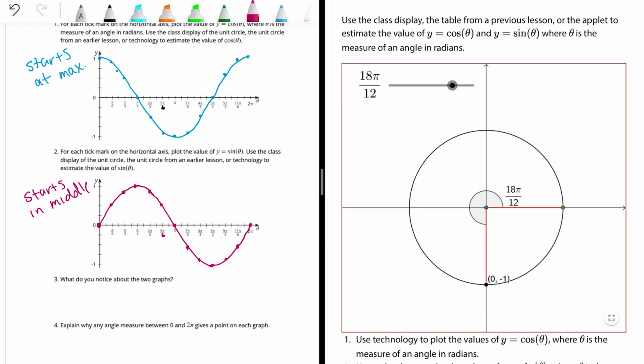Yeah, I don't know if there's anything else really. And both graphs stay in between 1 and -1. They don't venture outside of that y value. And that's because your radius was 1, right? So that distance away from 0 is never going to get larger than 1 or less than -1.